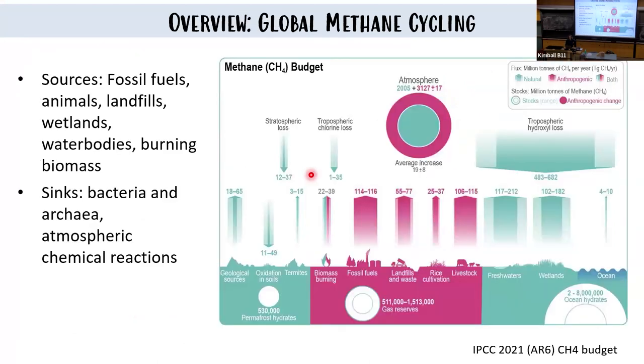So if we zoom here to look at the sources and the sinks of methane, when you look at this, pink are human sources of methane, and the blue are these natural sources of methane. And so you can see, similar to carbon dioxide, fossil fuels are a big source of methane to the atmosphere. That's this bar right here. We also see landfills, rice cultivation, livestock, burning of biomass. But then if we look at these really big bars over here, those are our freshwaters and our wetlands.